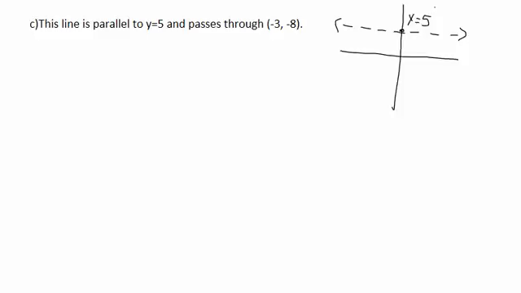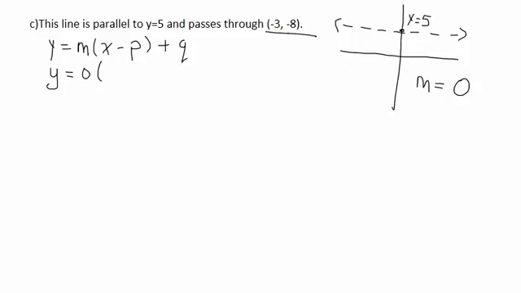So if it's parallel to this line, it must have the same slope as this line. And we know that the slope of horizontal lines are always 0. Therefore, the slope of our line must be 0 as well. So y equals mx minus p plus q. We plug in 0 for m, and we can plug in these values for p and q.